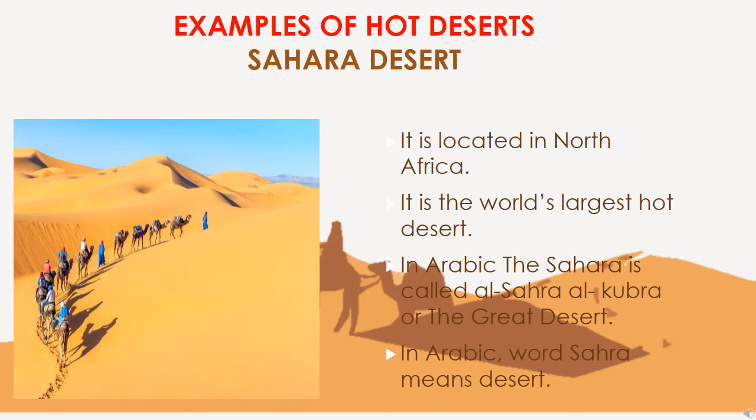Sahara Desert. It is located in North Africa. It is the world's largest hot desert. In Arabic, the Sahara is called Al-Sahara Al-Kubra, or the Great Desert. In Arabic, the word Sahara means desert. So this is the world's largest desert, and it is located in the north part of Africa.